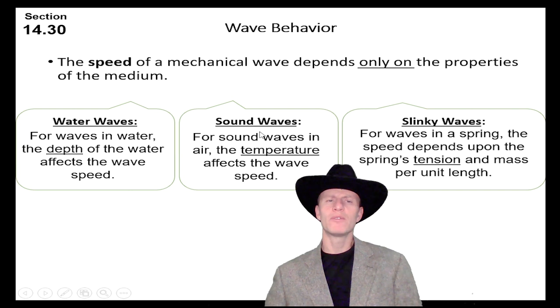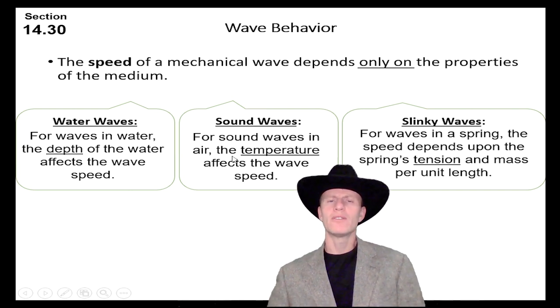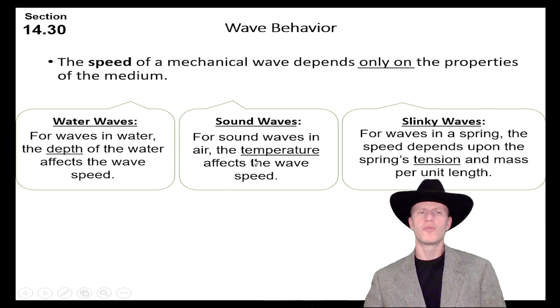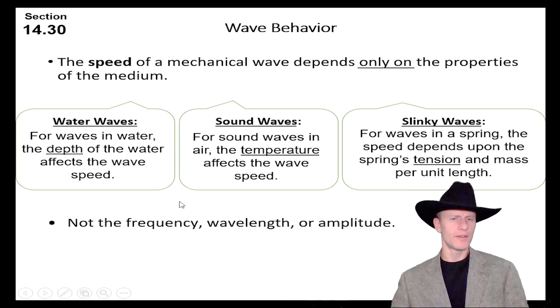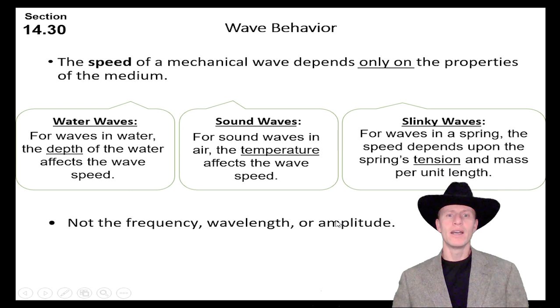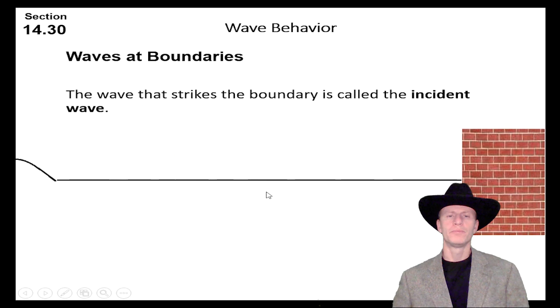So for all these examples, again, the speed of the mechanical wave depends only on the properties of the medium, not the frequency, wavelength, or amplitude. If I were to change the frequency, I could get real low or real high. The amplitude change is how loud it is. If I yelled, it would be a lot louder. If I talk soft, it would be softer, and that would change the amplitude. But these do not change the speed of the wave through the medium.